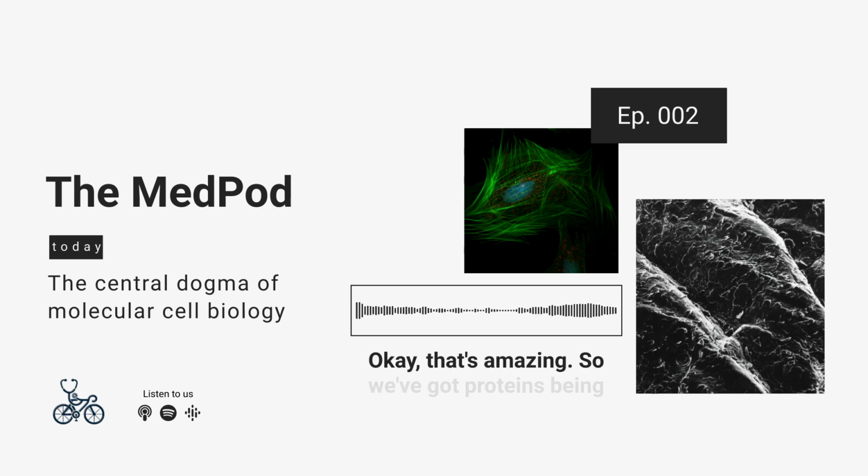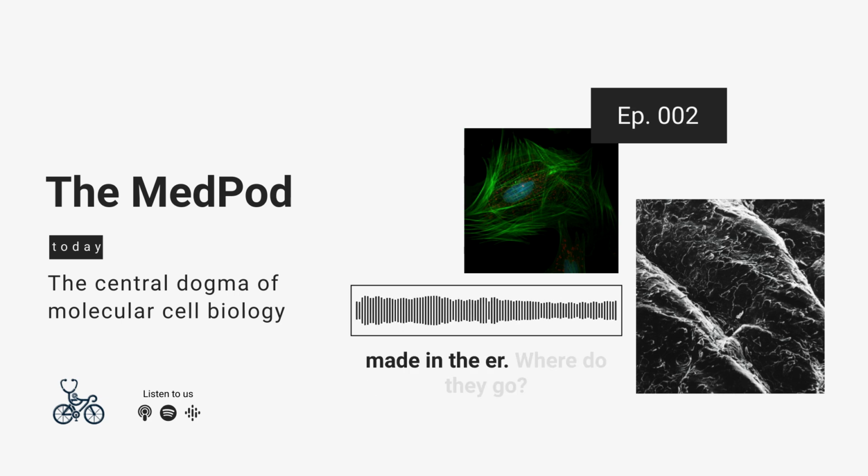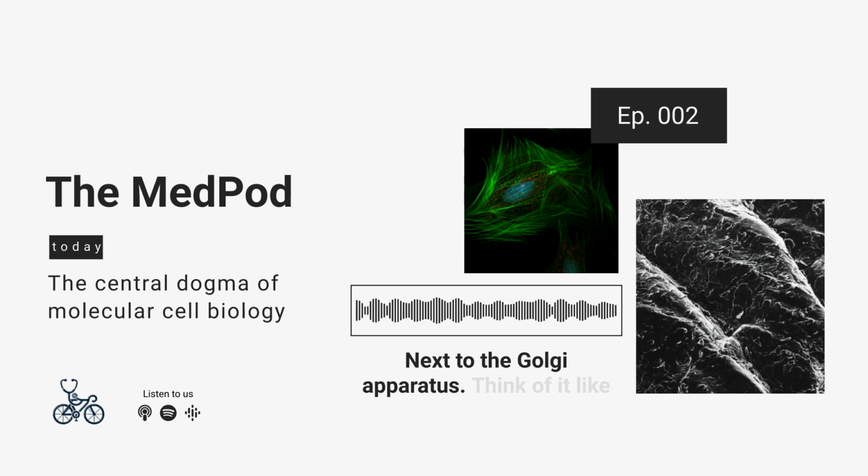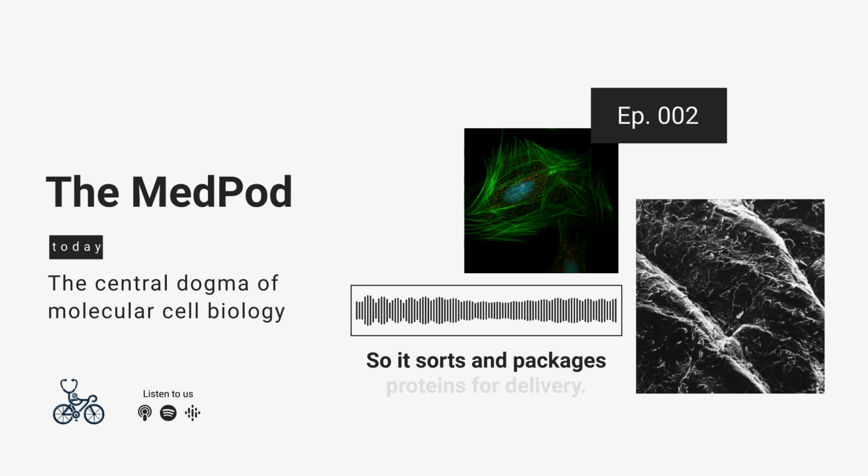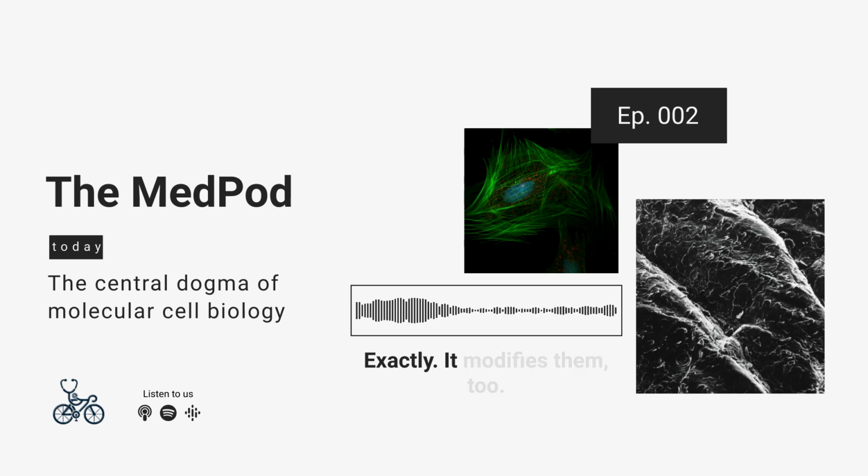Okay, that's amazing. So we've got proteins being made in the ER. Right. Where do they go next? To the Golgi apparatus. Think of it like the city's postal service. The Golgi, so it sorts and packages proteins for delivery. Exactly. It modifies them too.